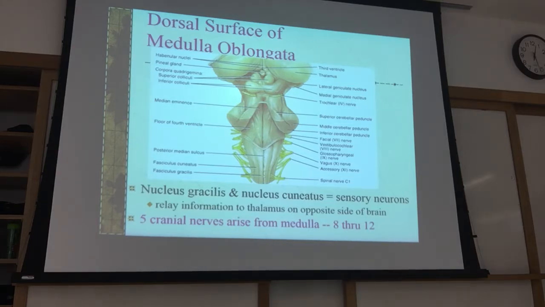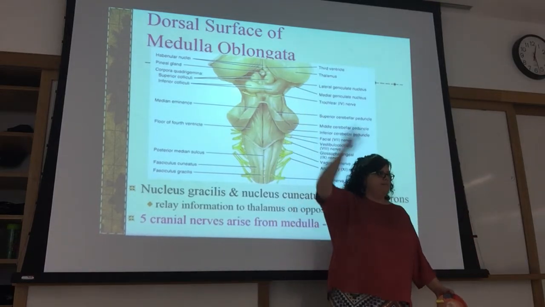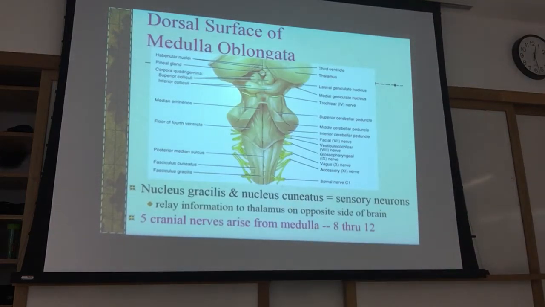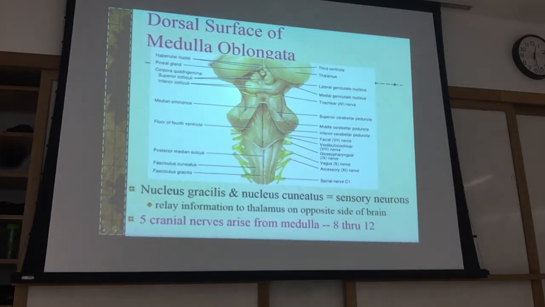I mentioned the medulla oblongata is the site where 5 cranial nerve nuclei arise. And you can see the nuclei of the 5 cranial nerves here. We're looking at cranial nerve 8, 9, 10, 11, and 12. Cranial nerve 8, which is right here, vestibulocochlear. 9, glossopharyngeal. 10 is vagus. 11, accessory. And 12, which is hypoglossal, they're not showing you because it would basically hide all of this. Okay, but 8 through 12 originate from the area of the medulla oblongata, basically from this point down here.